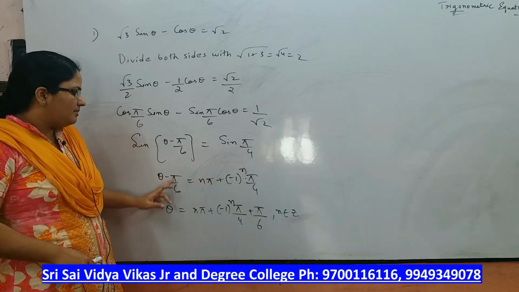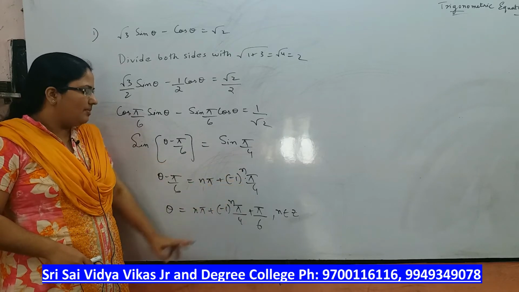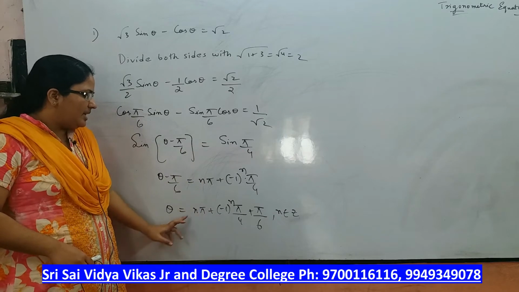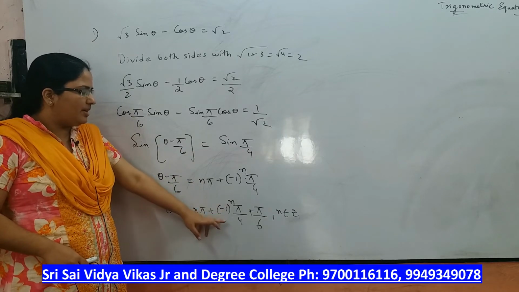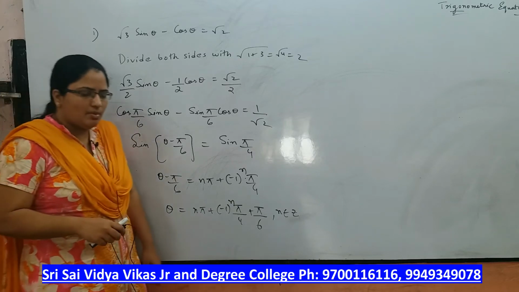So theta minus pi by 6 is equal to n pi plus minus 1 whole power n into pi by 4. Sending this pi by 6 to that side, it becomes theta is equal to n pi plus minus 1 whole power n pi by 4 plus pi by 6. That's about this problem.